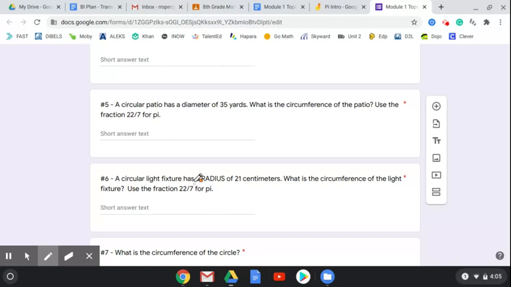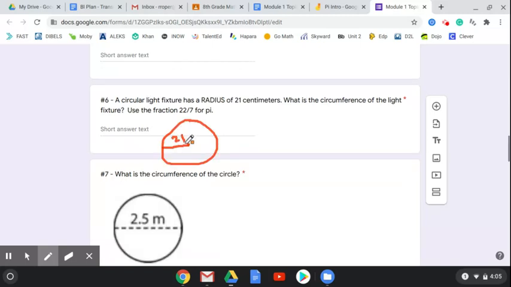Number 6, a circular light fixture has a radius of 21 centimeters. So here's my circular light fixture. It's got a radius of 21. So halfway across the circle is 21. What is the circumference of the light fixture? So let me use circumference equals pi times diameter. This is the formula that I like using. You can use 2 pi r as well. Let's plug in what I know. I'm going to use 22/7 for pi, like they told me to. So I'll put 22/7 times the diameter.